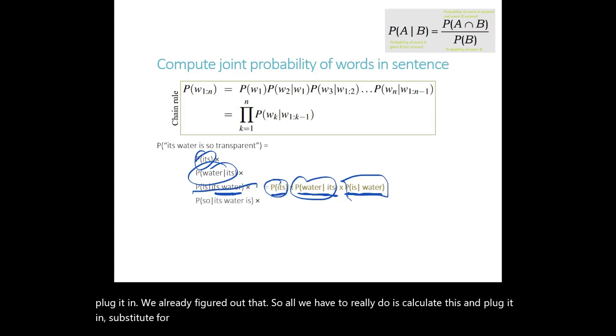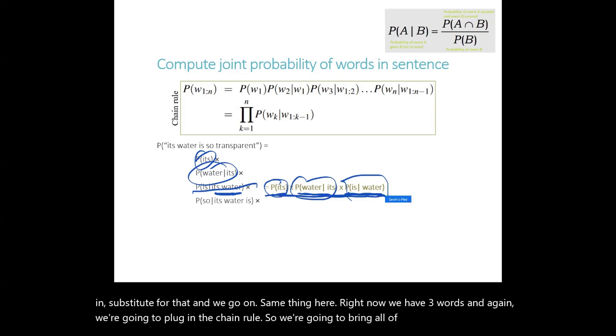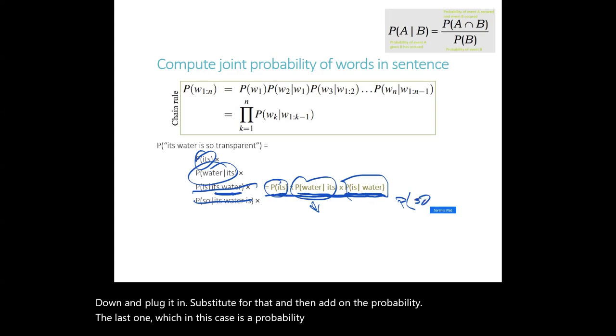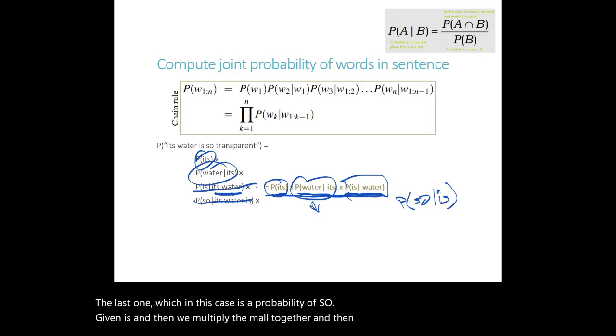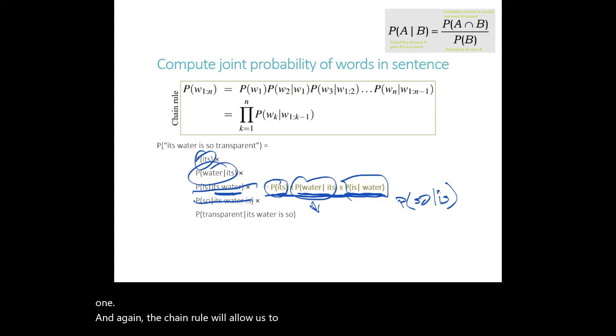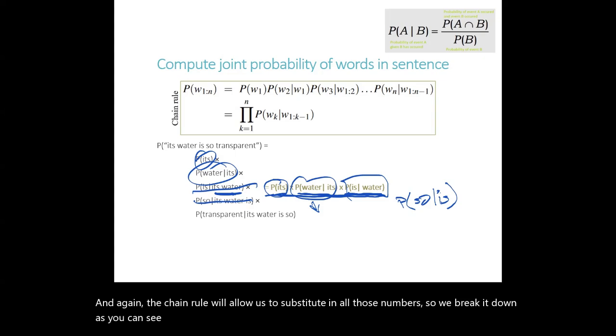And we go on. Same thing here. Now we have three words. And again, we're going to plug in the chain rule. So we're going to bring all of this down and plug it in, substitute for that, and then add on the probability of the last one, which in this case is the probability of "so" given "is". And then we multiply them all together, and then we go on to the next one. And again, the chain rule will allow us to substitute in all those numbers. So we break it down. As you can see here, everything is getting broken down.